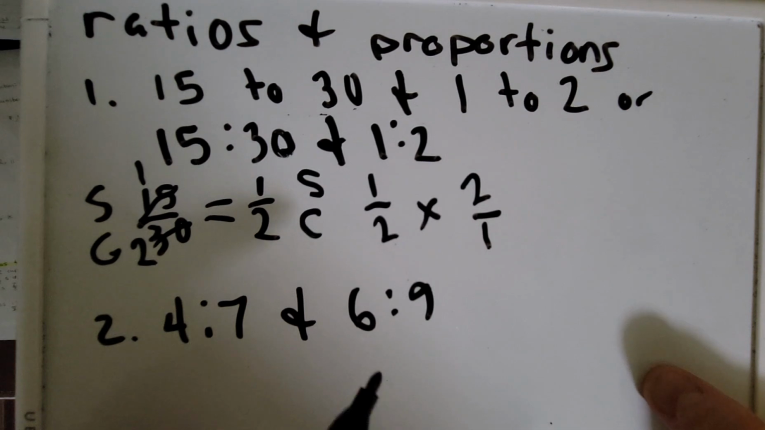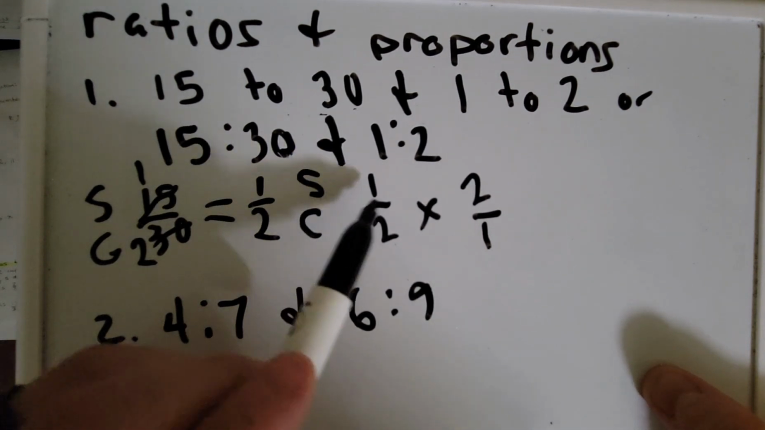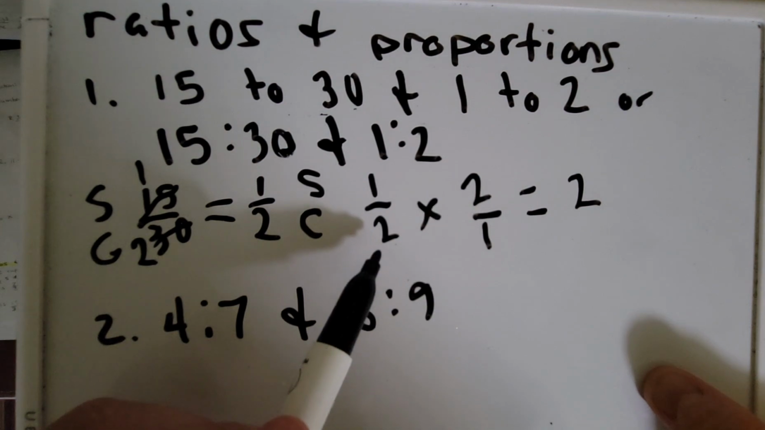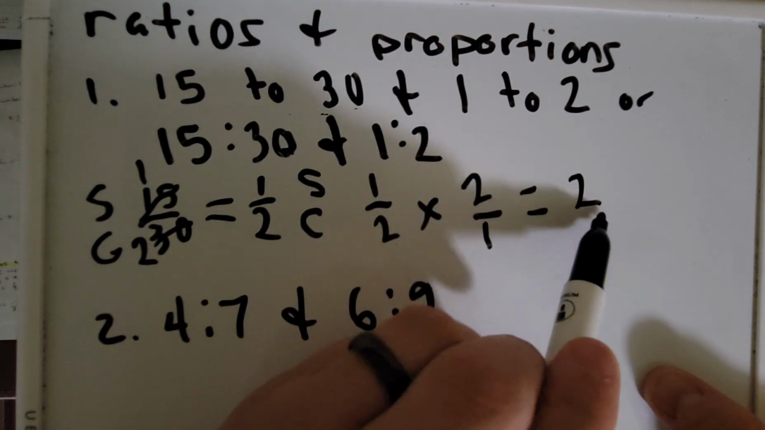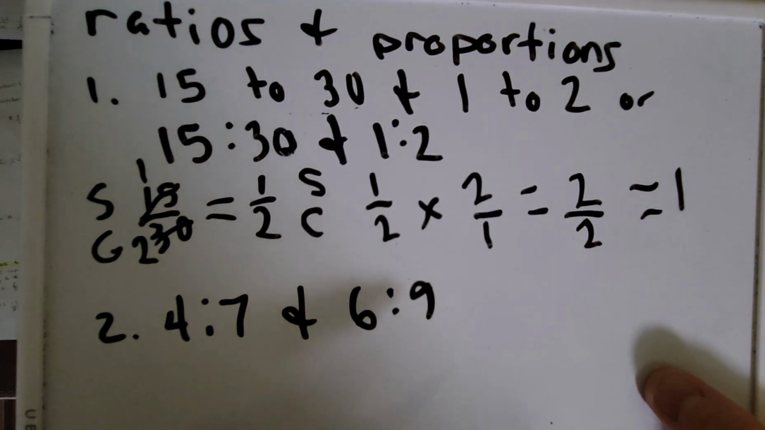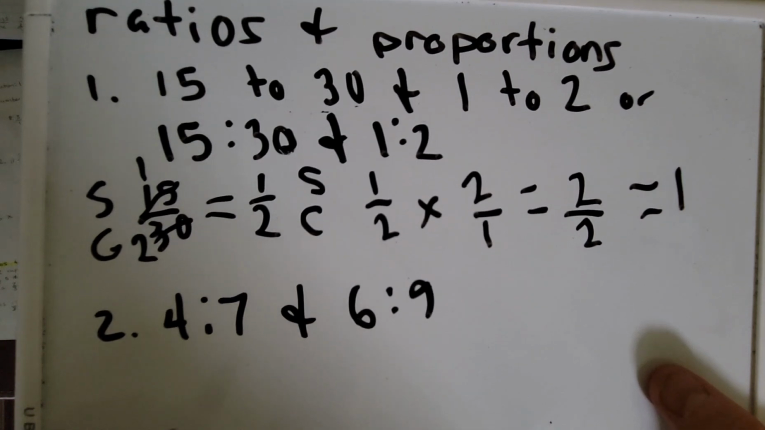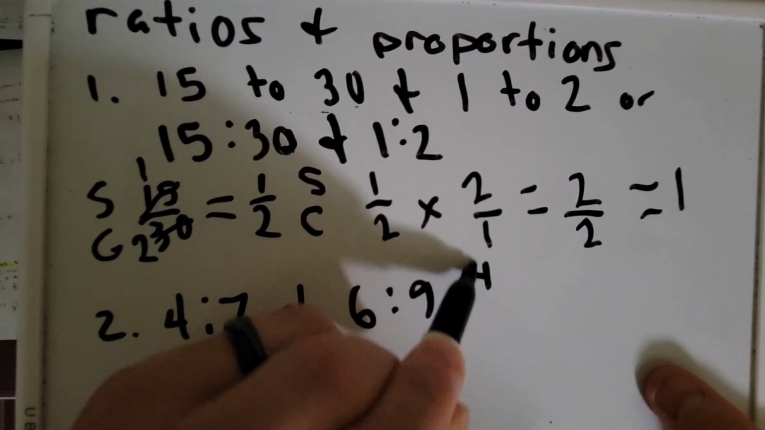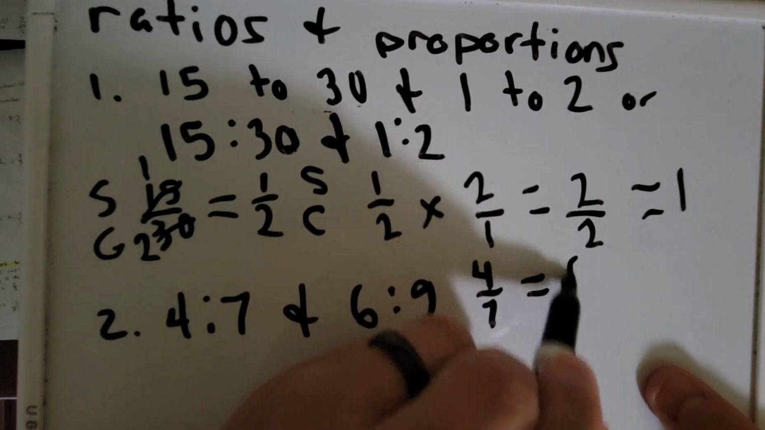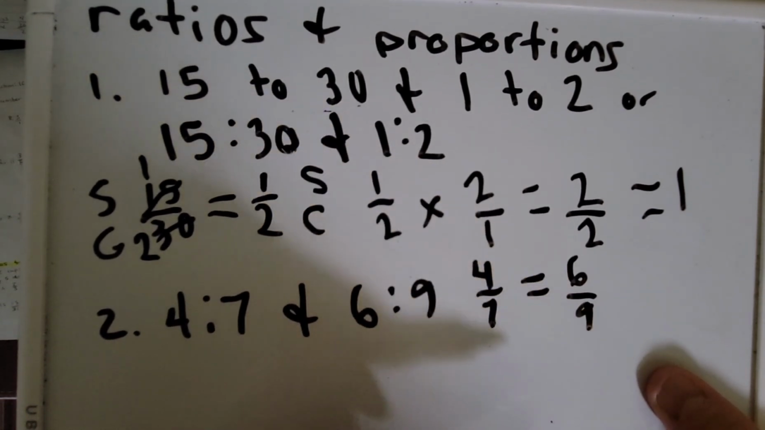Now that that's done, what it's going to be is 1 times 2, that's going to equal 2, and 2 times 1 is going to equal 2. That will just end up equaling 1. We know that this is proportional because it ends up equaling exactly the same thing, right? Now let's go over this one. This one's going to be 4 over 7 equals 6 over 9, right?